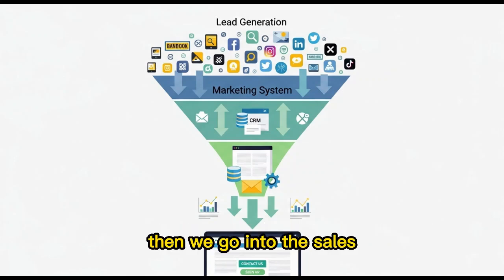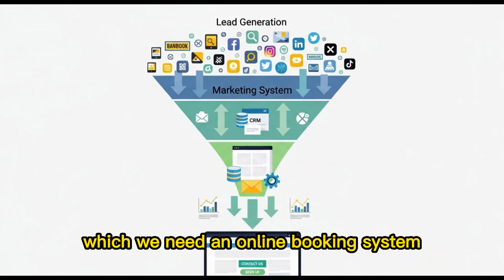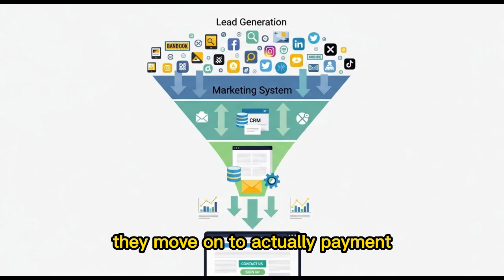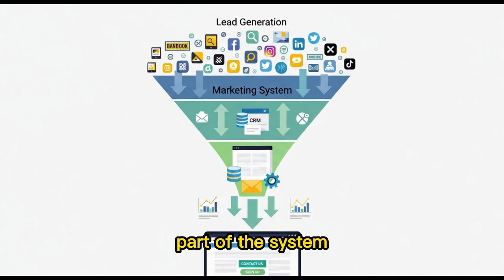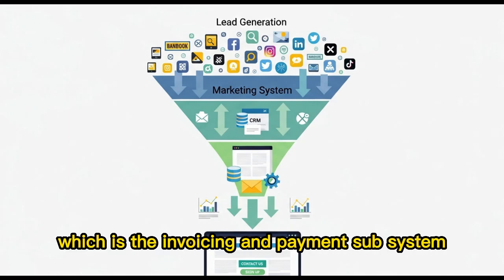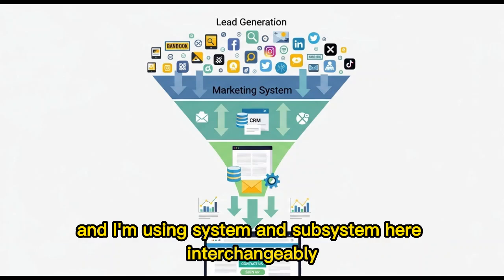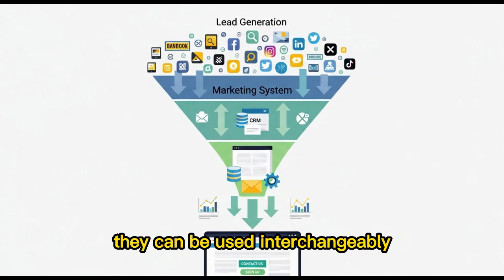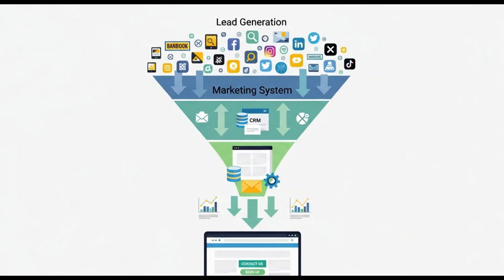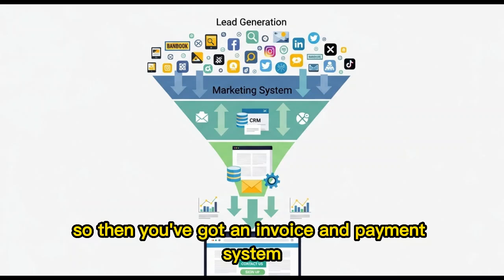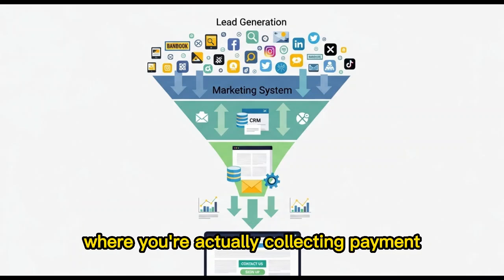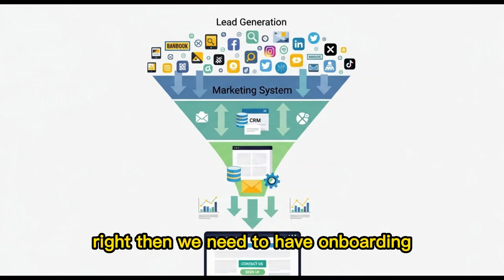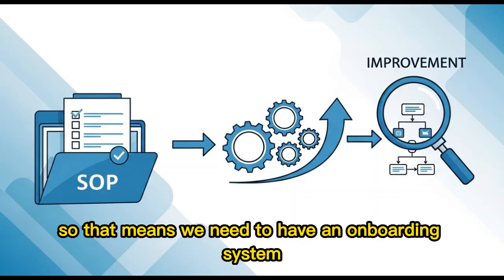Then we go into the sales, we get a sales call, which we need an online booking system, and then after that, for example, they move on to actually payment, so then we need to have a finance part of the system, which is the invoicing and payment subsystem, and I'm using system and subsystem here interchangeably so that you can see that they can be used interchangeably, just remain consistent, right? So then you've got an invoice and payment system where you're actually collecting payment, and then after that you map out, and then you say, right, then we need to have onboarding, so that means we need to have an onboarding system.